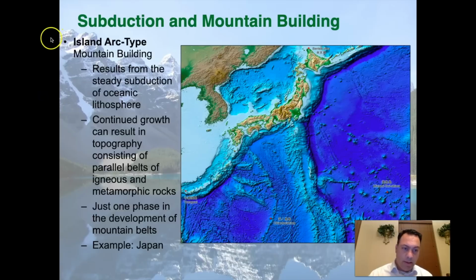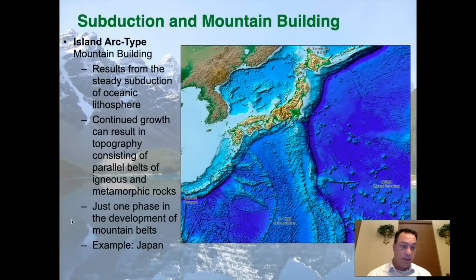All right, so now let's dive a little bit into island arc type mountain building. We're talking about the mountains that form in island arcs. We've got the subduction zones, so we know what the roots look like. Island arc type mountain building results from the steady subduction of oceanic lithosphere. You're compressing the ocean into another oceanic lithosphere, and you're going to ramp up mountains. Continued growth can result in topography consisting of parallel belts of igneous and metamorphic rocks. This is just one phase in the development of mountain belts, and we'll go into those other phases when things actually close up in an ocean basin.